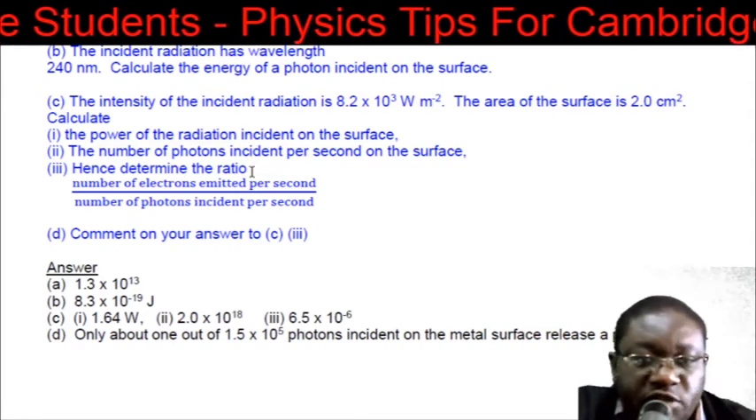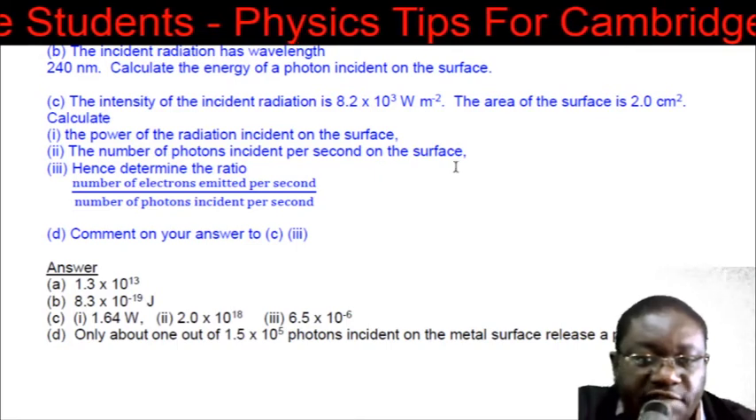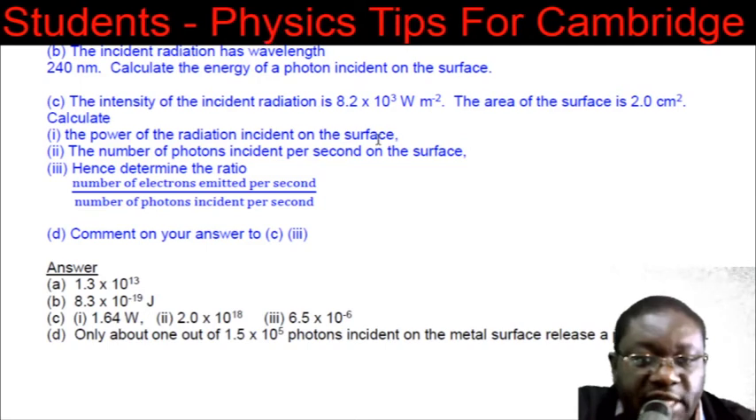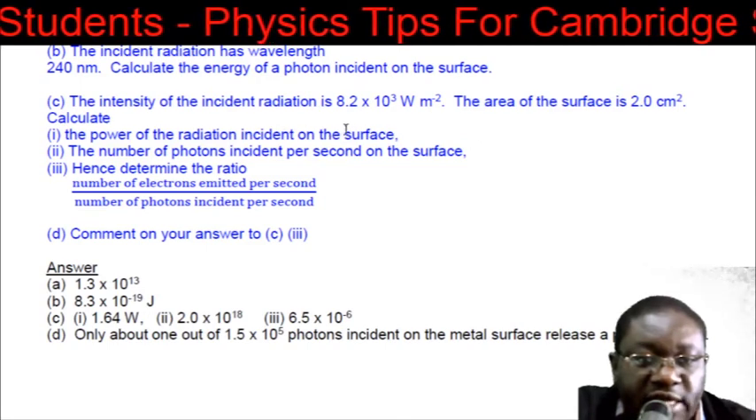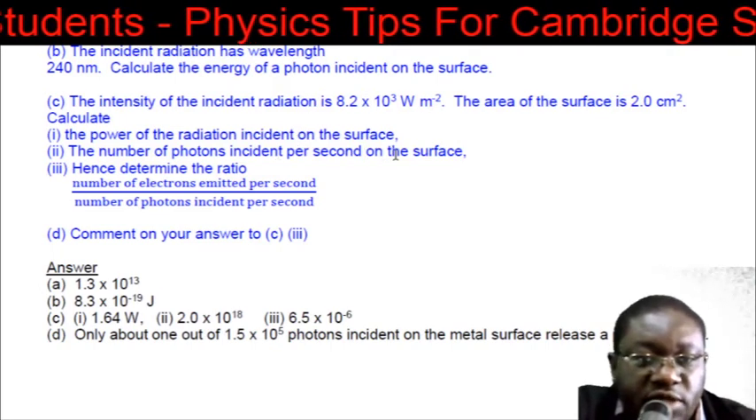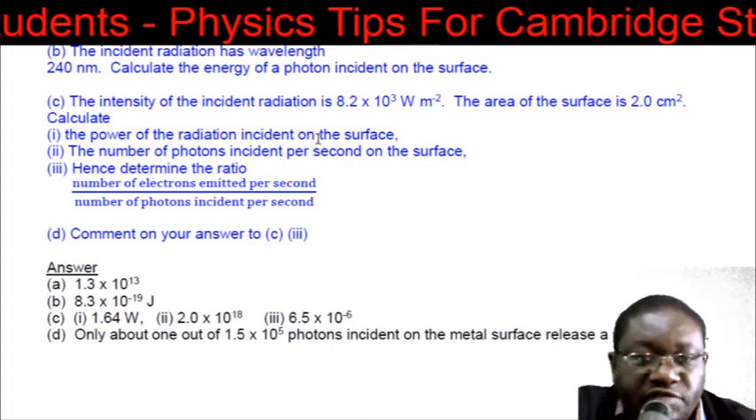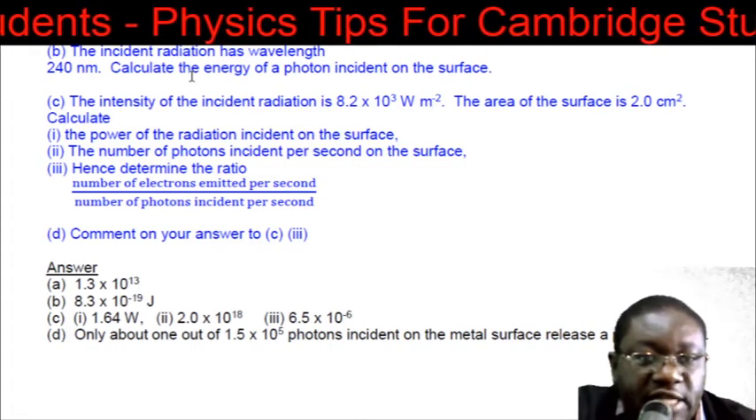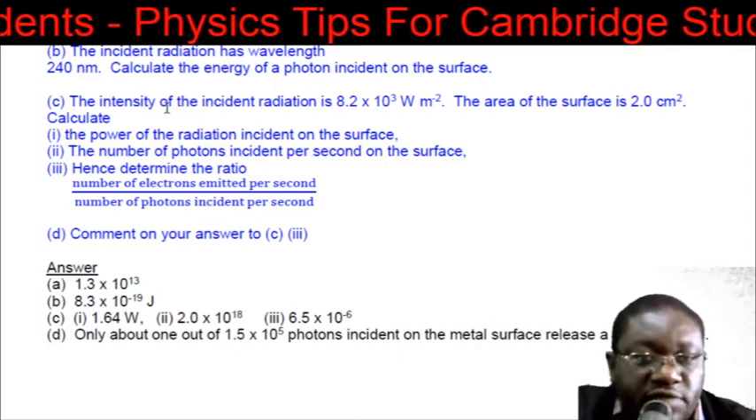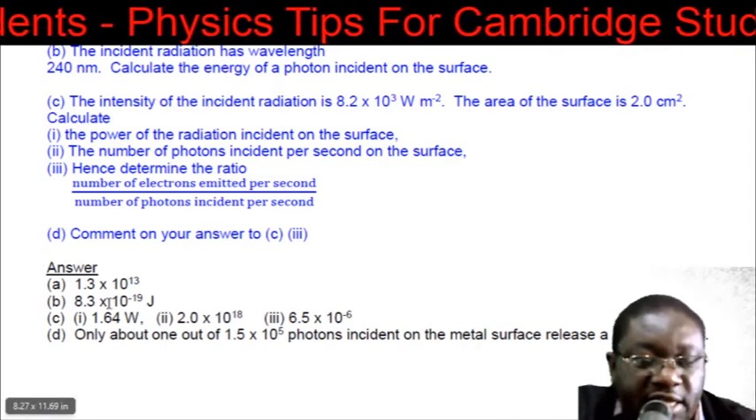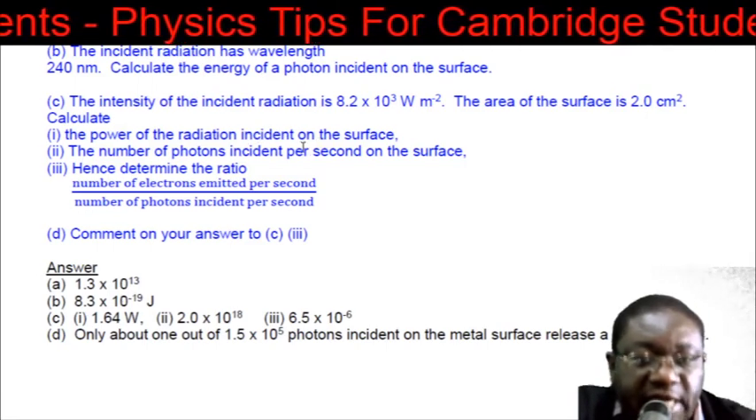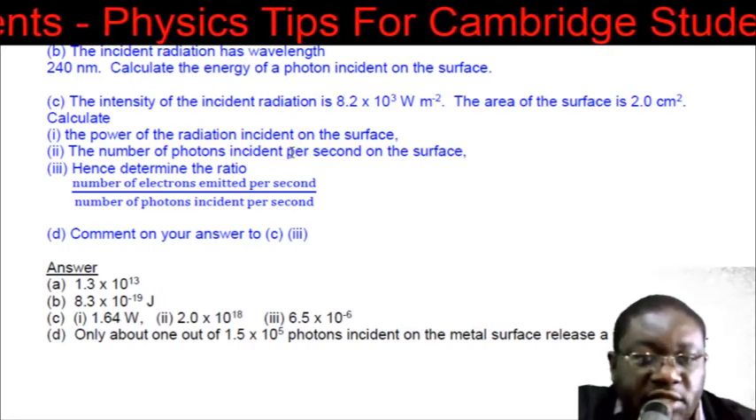Part C2, the number of photons incident per second on the surface. Now we know that power is equal to energy per second. So what we got there in C1 is the energy per second. We want to find the number of photons incident per second on the surface. So you've got to divide by the energy of one photon that you got there in B. Right. So just let me know in the comments what value you get. If you get the values that are written there, then that's fine. So this should be energy per second divided by energy of a photon.